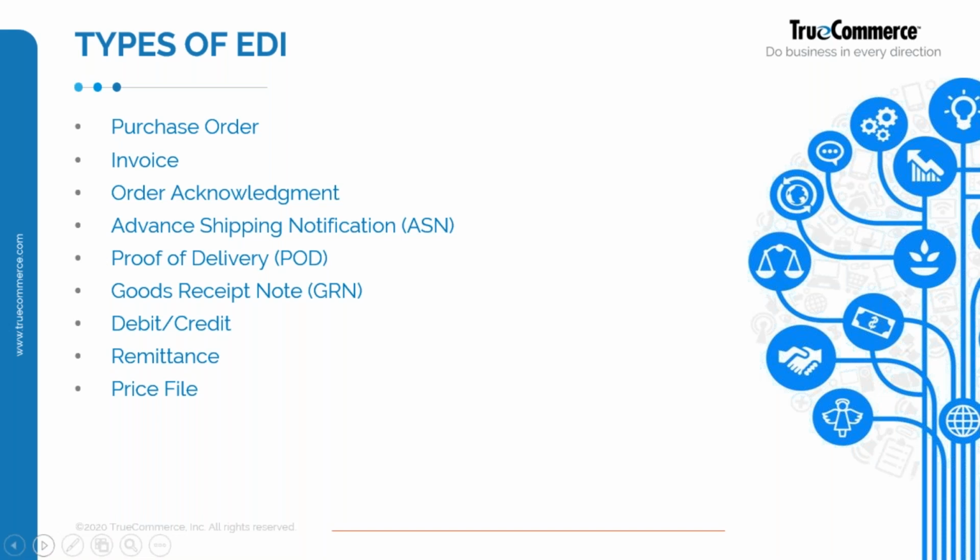And then ones I guess we see less, but they are certainly out there in the ecosystem of EDI, are the likes of remittance and price files. So again, it's just an exchange of documentation. So outside of these ones, we'd often see the likes of warehousing and stock movement transactions as well. So typically anything that you exchange with your customers or your suppliers today via paper, there is an electronic format around that, and it's in a structured EDI format.